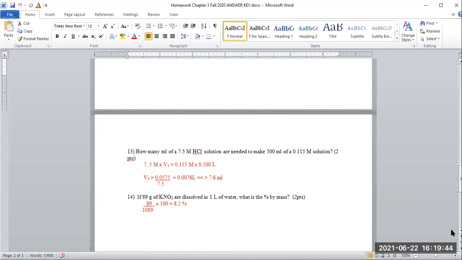And the most common mistake on the final problem was that when you are doing percent by mass, some people did not add together the 89 grams of the potassium nitrate with the 1,000 grams of water. They have to be combined together when you are doing percent by mass. So if you did not have 1,089 on the bottom, I might have written wrong denominator when I saw those errors.